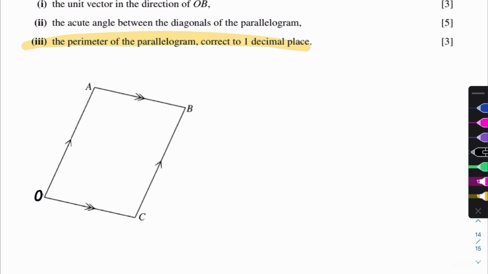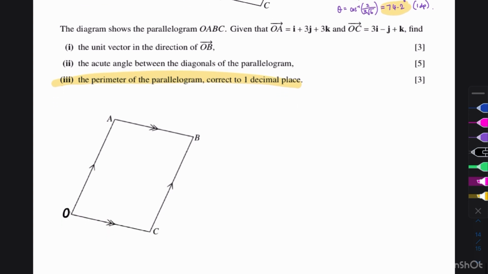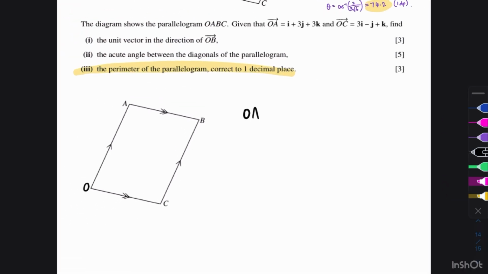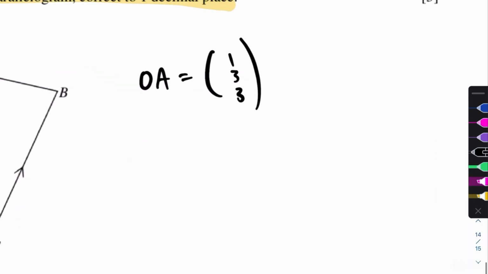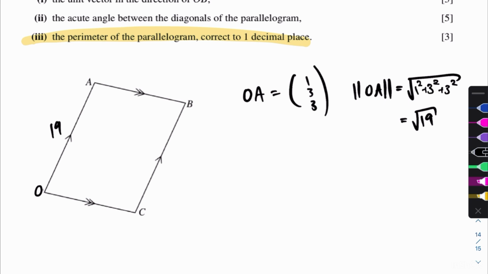We actually already know the magnitudes. So the magnitude of OA, we just use the vector, so OA is equal to 1, 3, 3. So magnitude of OA is going to be the square root of 1 squared plus 3 squared plus 3 squared, which is going to be 9 plus 9 is 18, plus 1 is 19. So square root 19. That's the magnitude of OA. So this length is square root 19, which is the same as this.